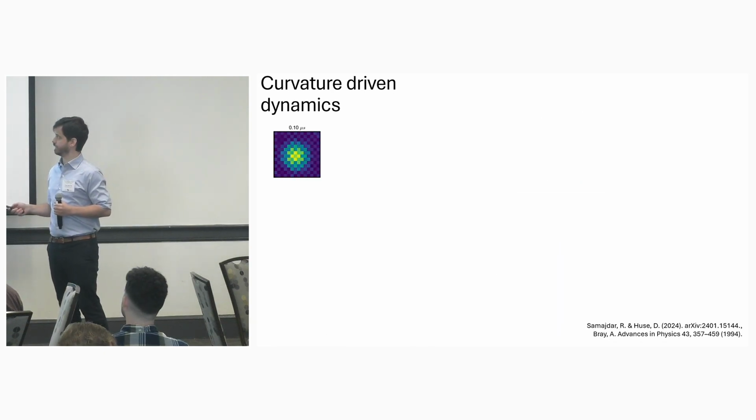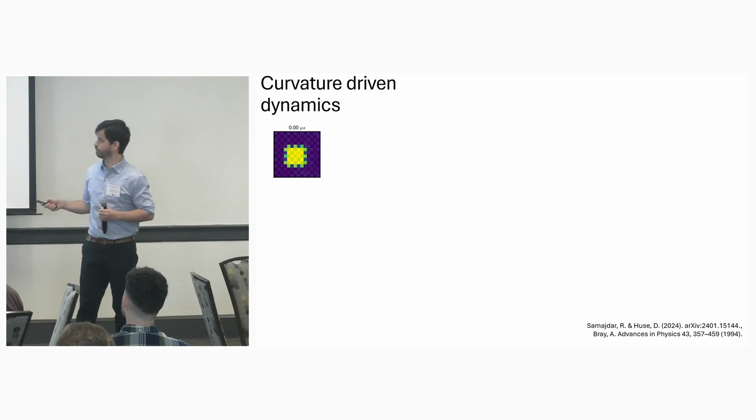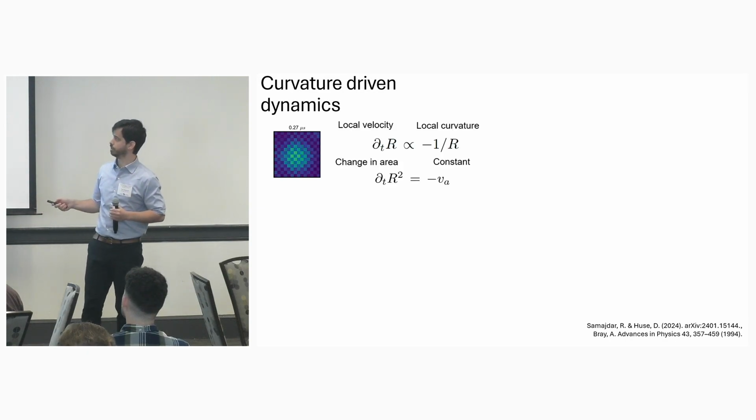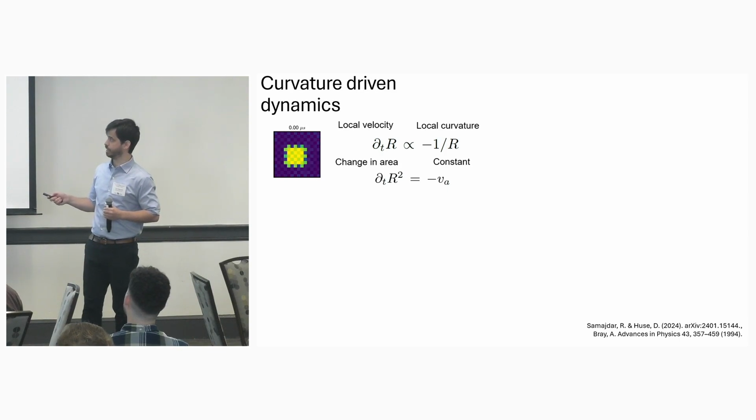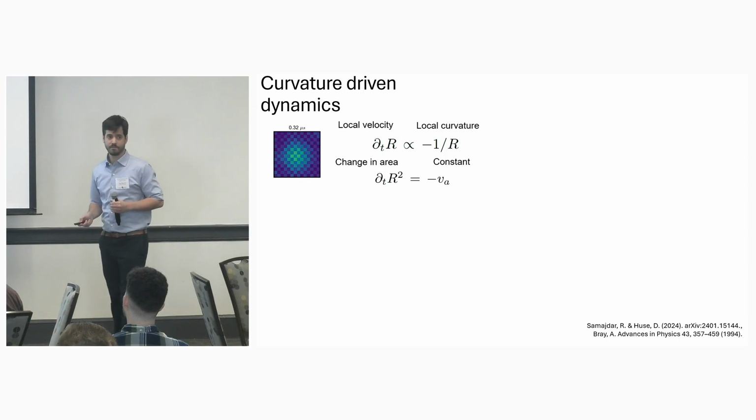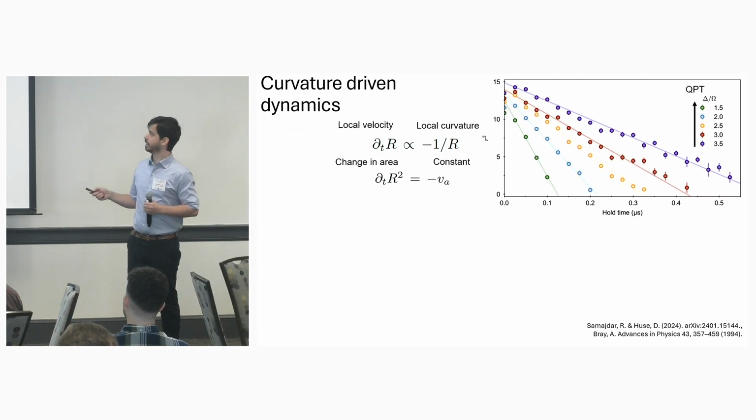Now, this curvature-driven dynamics also gives us some prediction for what happens to this square domain. So essentially, we expect the rate of change of the radius or of the curvature here to be proportional to the local curvature, which means that the change in area has to be constant in time. So we can look at this, and we see that the rate of change of the area is indeed constant in time.